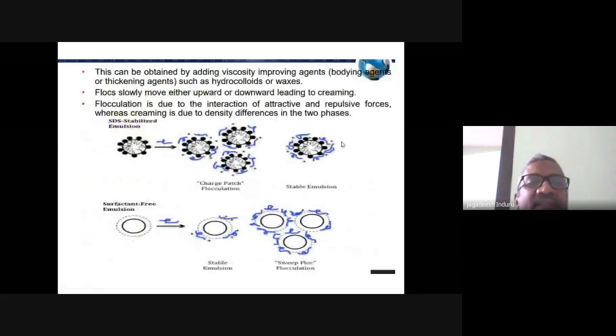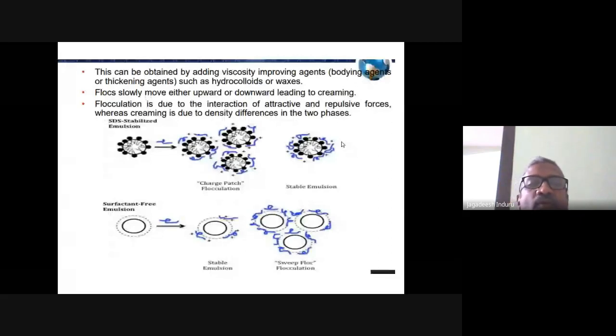This enhanced viscosity can be achieved by adding viscosity improving agents, which are also called viscosity building agents or thickening agents. Generally, hydrocolloids and waxes are used. Hydrocolloids are used for the water continuous phase, and waxes are used for the oil continuous phase.